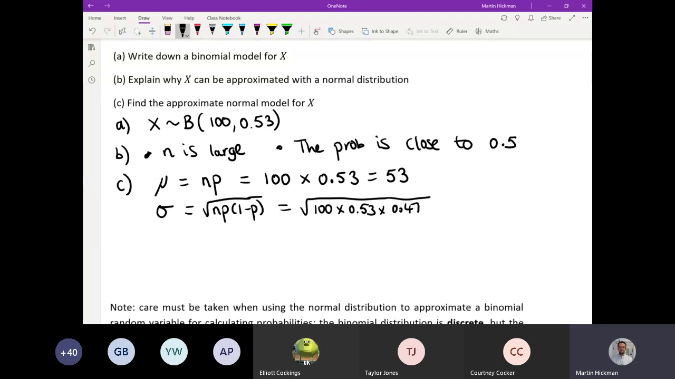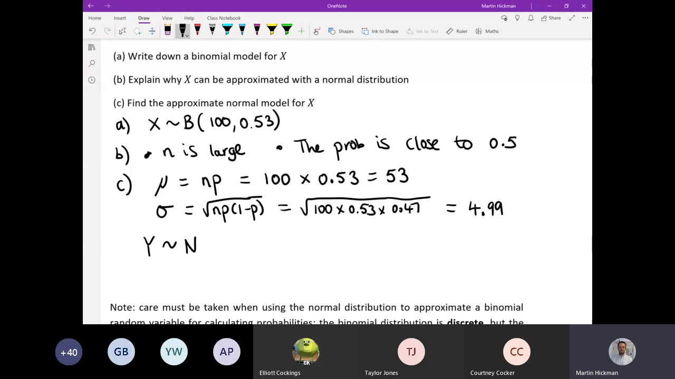So 1 minus 0.53, times it all together in square root, and I get 4.99. Remember here I could have actually just written 53 times 0.47, because np is just my mean, which I worked out from before. So in terms of my normal distribution, I'm going to use a different letter here. I'm going to use the letter Y here.